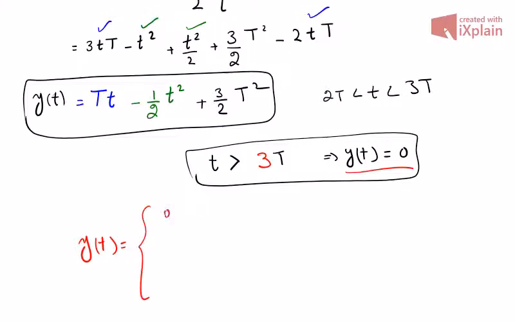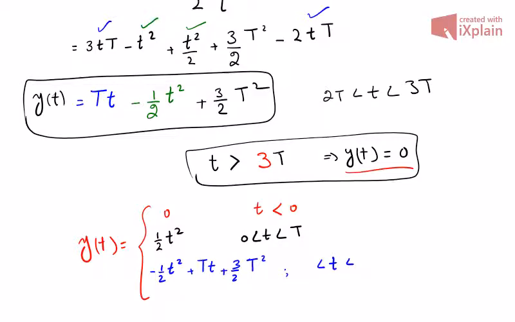We have y of t equal to 0 when t is less than 0, and then we have y of t is actually equal to half t square when t is between 0 and capital T, and our y of t is actually equal to minus half t square plus capital T times t plus 3 over 2 capital T square when your t is between 2T to 3T.